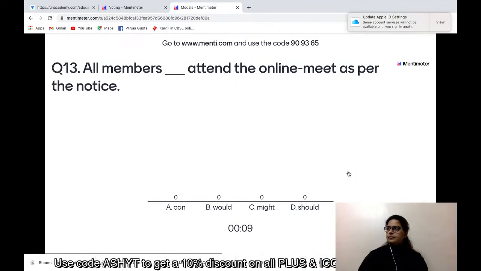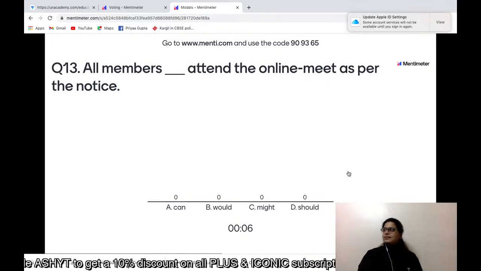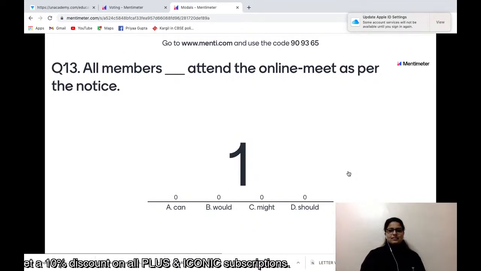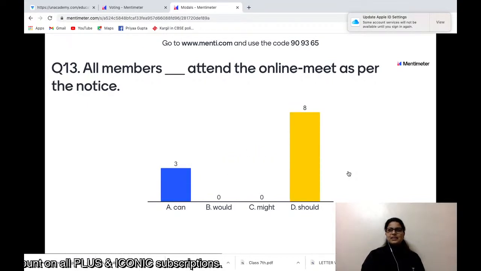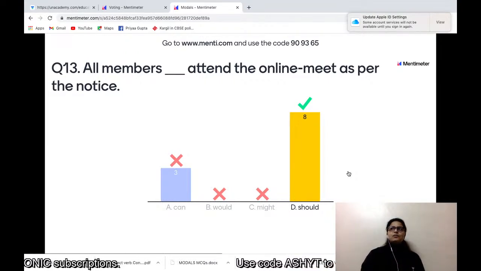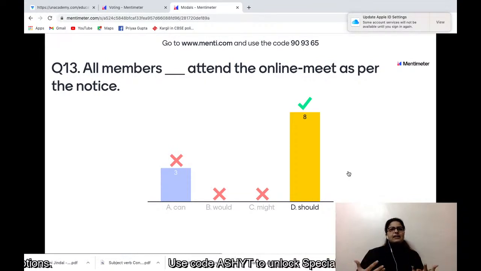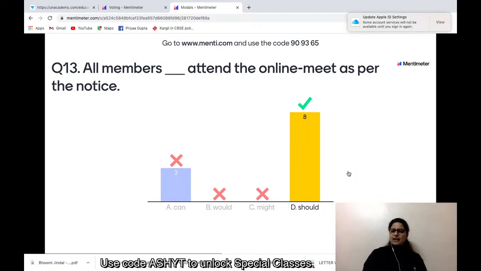Answer. 10 seconds left. 7. Time up. Should is the right answer. It is a suggestion, of course. Can is used for ability. I can do this, I can't do this. That is what we are going to use can for. Of course, we are not going to use can here. Should is going to make more sense here.